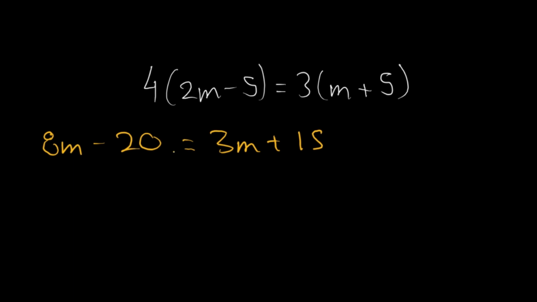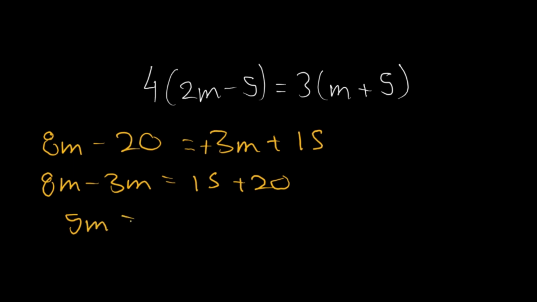Now we put the minus 20 on the other side, it becomes a plus 20, and we put the 3m on the other side. Right now it's a plus, so it turns into a minus. So 8m minus 3m equals 15 plus 20. We just did 2 steps at the same time. So this becomes 5m equals 35. Put the 5 on the other side, so it becomes a division. m equals 35 over 5, which is 7.